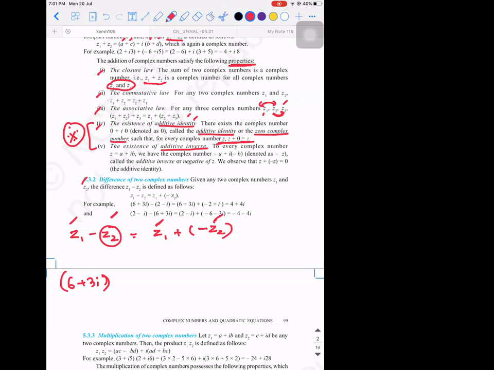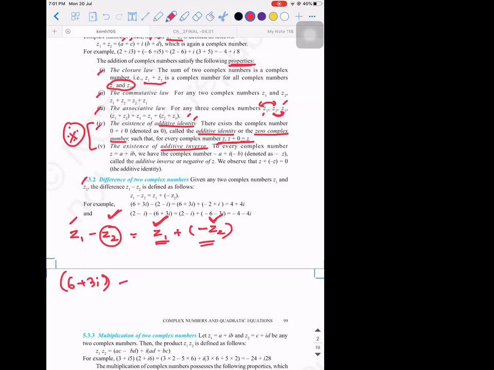The difference of two complex numbers is equal to addition. Subtraction is the reverse process of addition. So the difference of two complex numbers is equal to the addition of a given complex number with the additive inverse of the other complex number. Z2 is a complex number, so its additive inverse is minus Z2. So I am adding Z1 to the additive inverse of Z2. That is what is meant by subtraction.